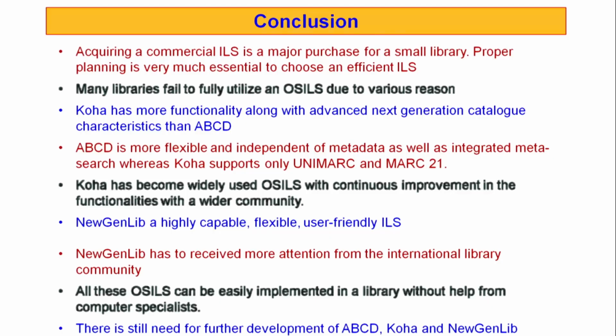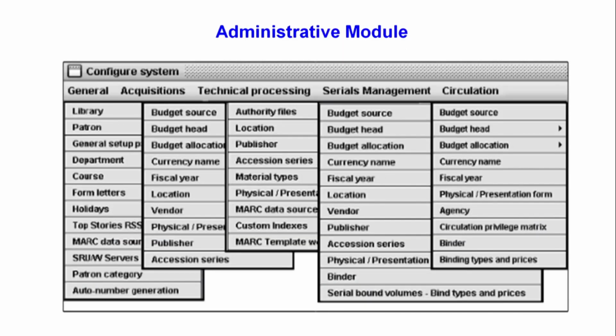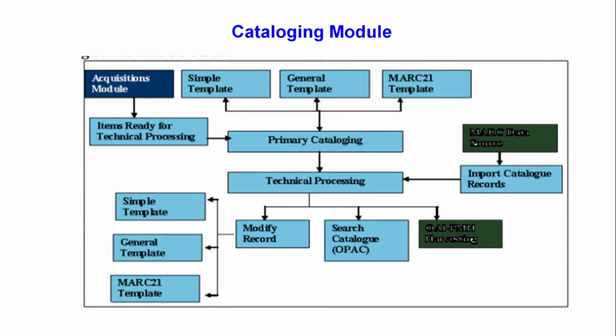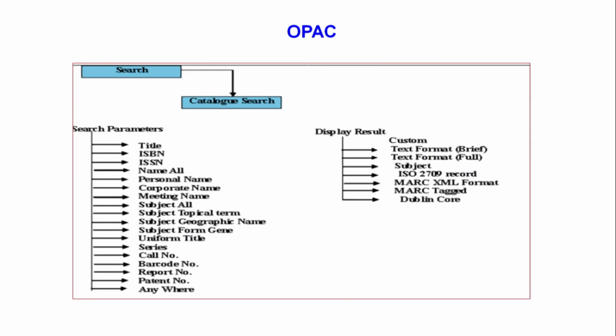And I will show you some screenshots of NewGenLib. Here we can see this window. This is the administrative module of NewGenLib, where you can see almost all the functional modules. This is the cataloging module of NewGenLib, where you can see all the modules, submodules and subsystems, which you will be able to utilize wherever you require. And this is the circulation module of this particular software, NewGenLib. And this is the OPAC, where you have an interface for the users.